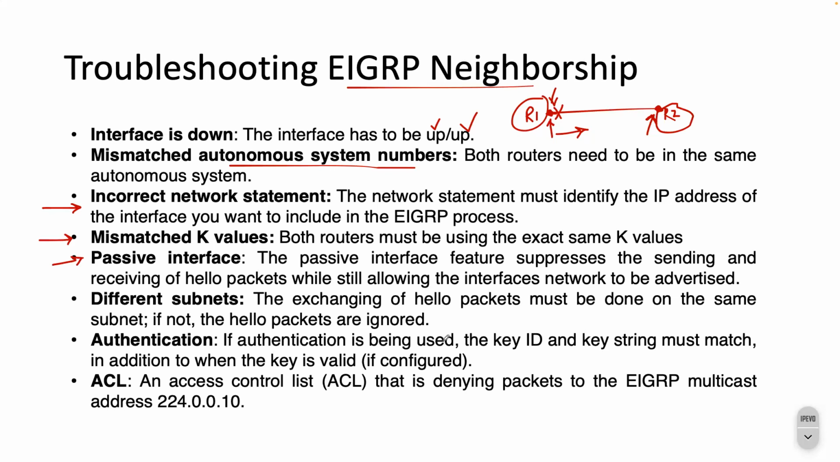Authentication. If the authentication key ID or key string is not matching between these two devices, your hello packets will not get authenticated and they will not form neighborship. Last but not the least, if you have applied any ACL that is denying EIGRP packets, since EIGRP works on IP transport protocol number 88, if you have applied an ACL on one side and you are denying those packets, then also it will not be able to form EIGRP.